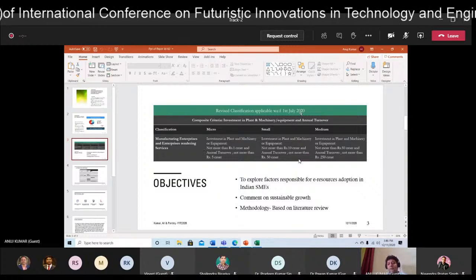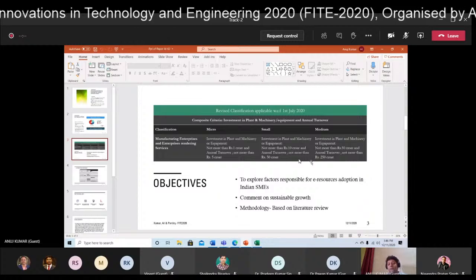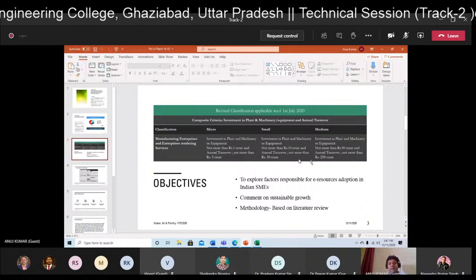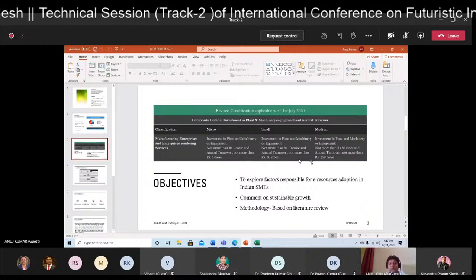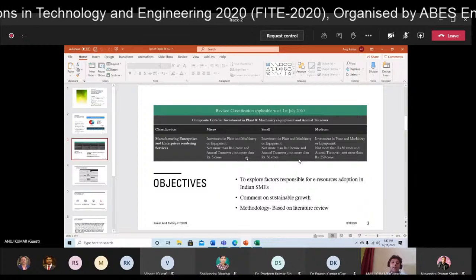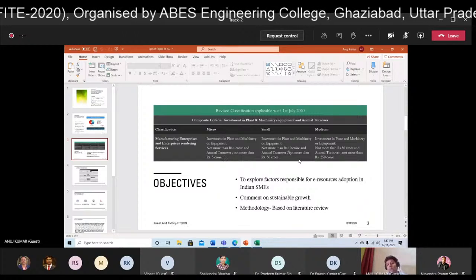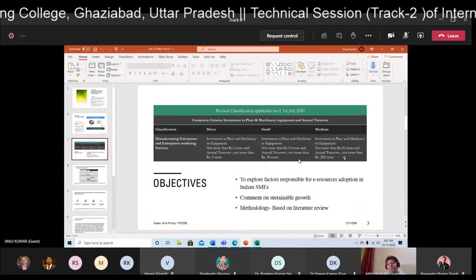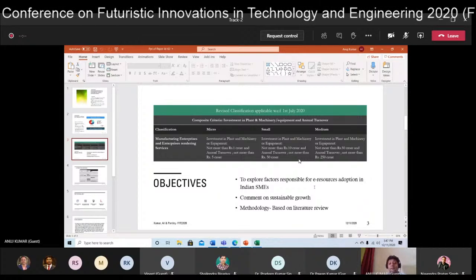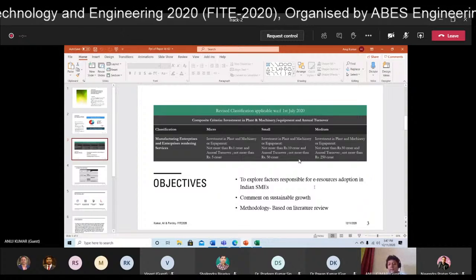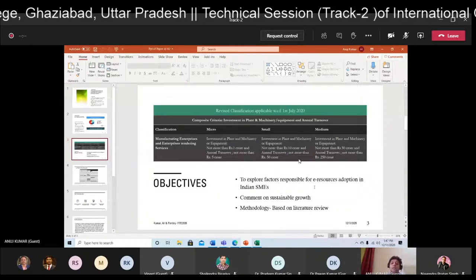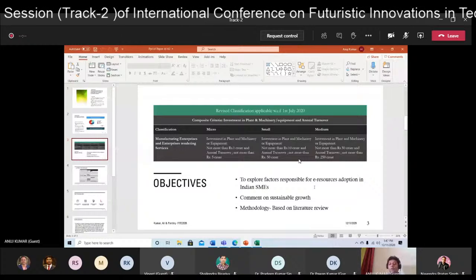The government in 2020 gave a combined definition for SMEs in the manufacturing as well as service sector. Prior, the classification was different: manufacturing different, and service sector different. Currently, if the turnover is up to 5 crore, it is micro. Up to 50, it is small. Up to 250, it is medium. So the objective of this study is to explore the factors responsible for e-commerce, e-resources adoption in SMEs. What type of e-resources? We talk about e-commerce channels, social media, or ICT tools.